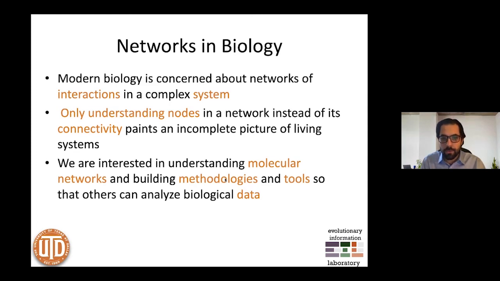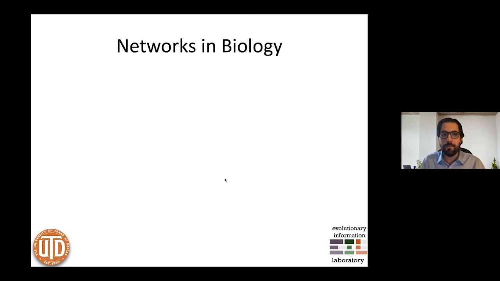We also want to create tools. One idea is methodologies, but sometimes these methodologies are hard to implement, right? They're hard to use. So we also make an effort to create tools that are easy to use for other scientists, especially if they don't have the background needed to build it themselves.